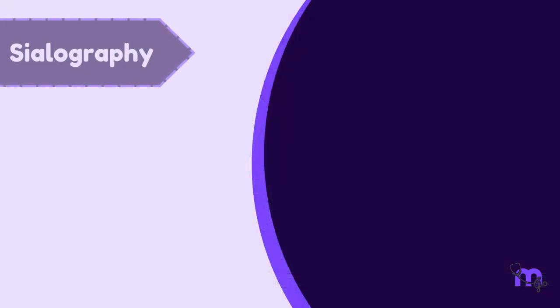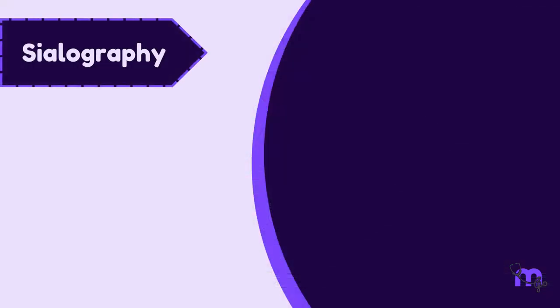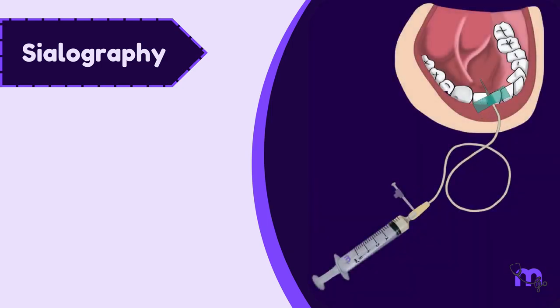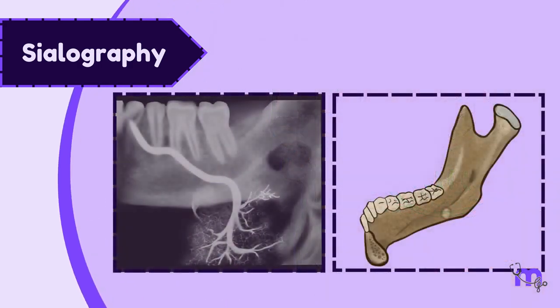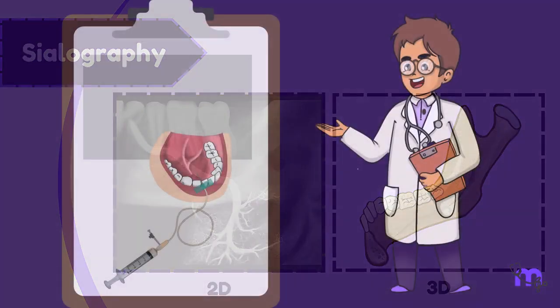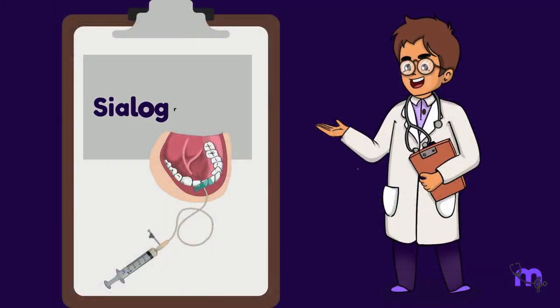So what is sialography? It is a specialized procedure that works by injecting a small amount of contrast dye into a single salivary duct. This dye shows up on radiographs, creating a detailed picture of the gland's structures using 2D or 3D imaging techniques. Today, let us explore sialography in detail with the help of a demonstration of how it is performed.